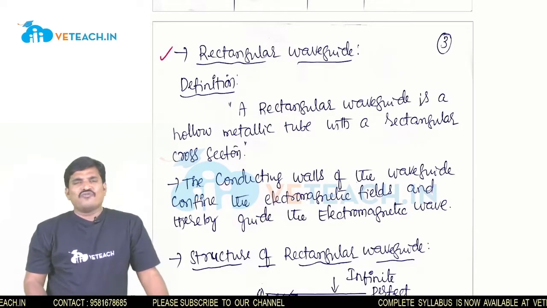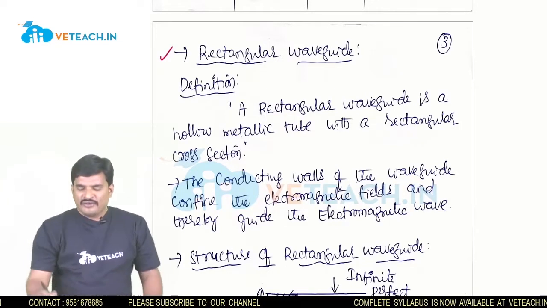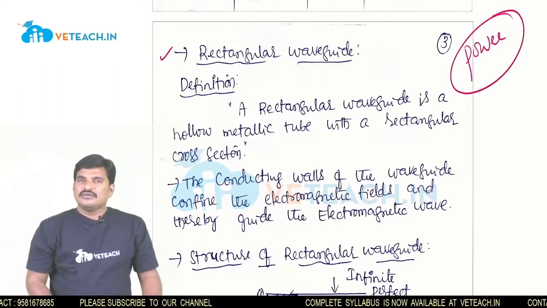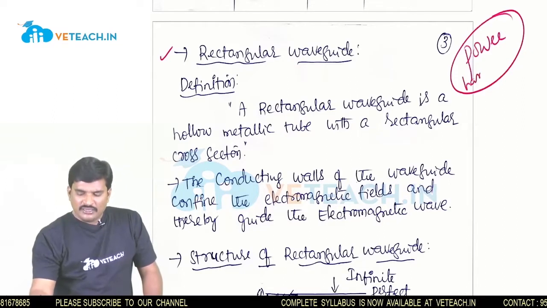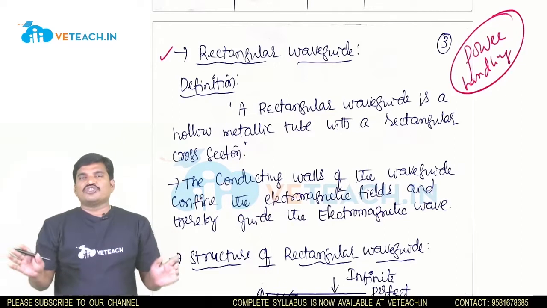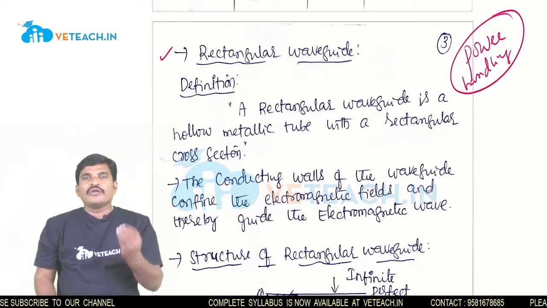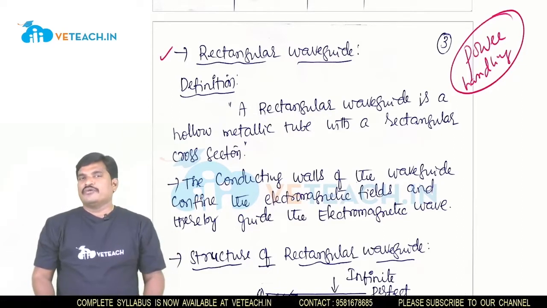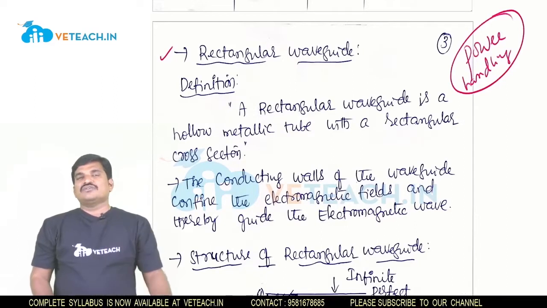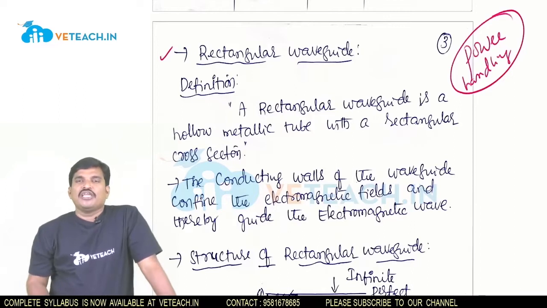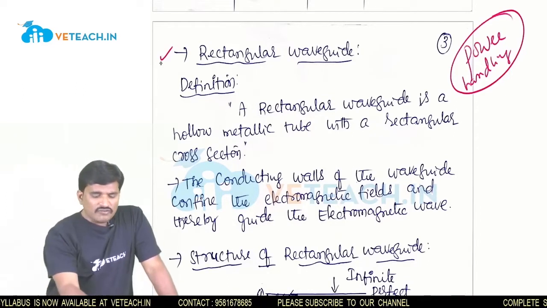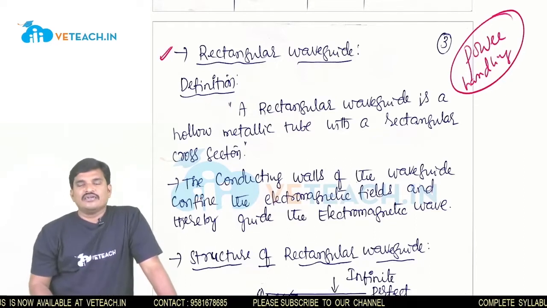Out of all the transmission lines, when power handling is a very important parameter, we use waveguides. No other transmission line can accommodate the highest amount of power. Only the waveguide gives you the best means of communication, especially for the highest amounts of power. One kind is the rectangular waveguide.